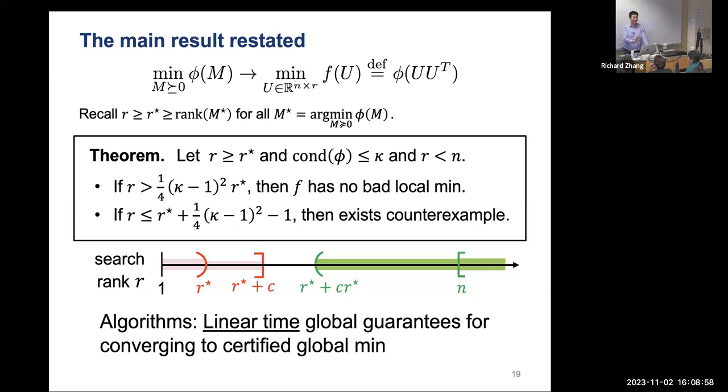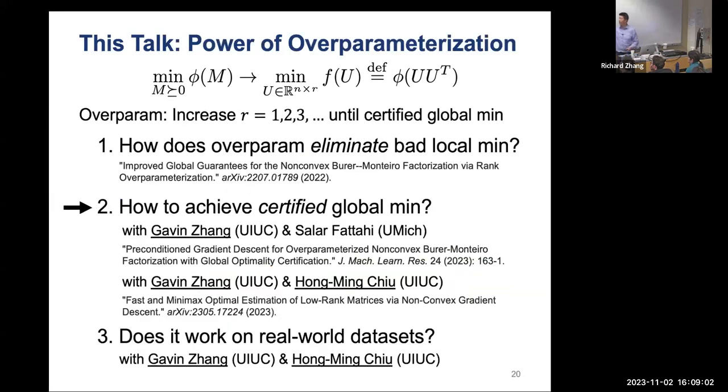Any other questions? Okay. Now I want to talk about how you actually certify global optimality. You say you can get to global optimality, but how do you check that global optimality is actually attained?